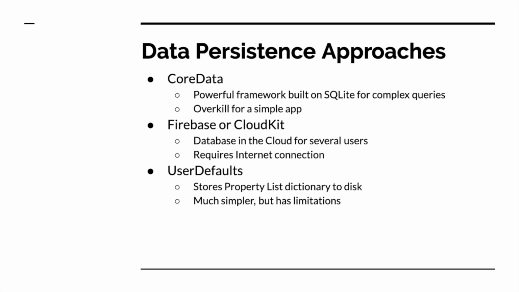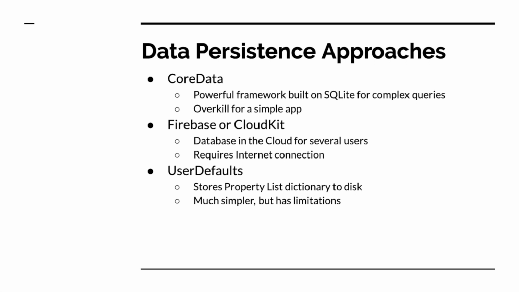Think of it like a wrapper for SQLite for complex queries. And then Firebase or CloudKit, these are like backend as a service, right? They're a database in the cloud for several users. It's a great place to get started. The next level up from there might be something like AWS, your own server, for example, Heroku, and writing server-side code there. Firebase we're going to actually teach later this semester, and Core Data you can come to an iOS lab, talk about that. But then UserDefaults is what we just used.